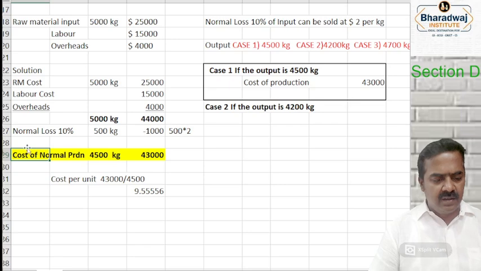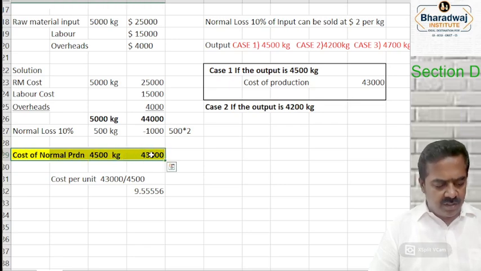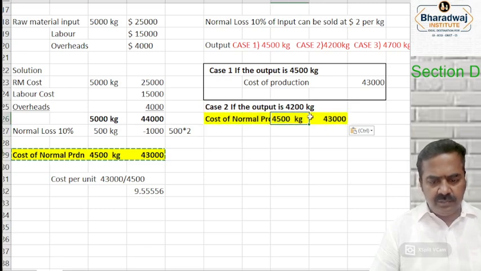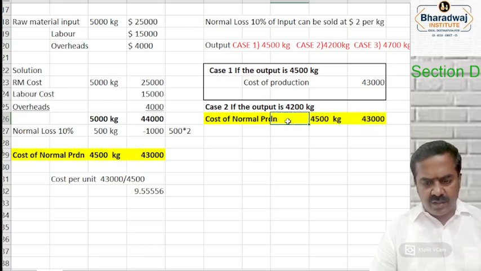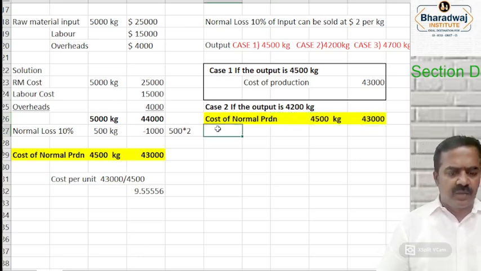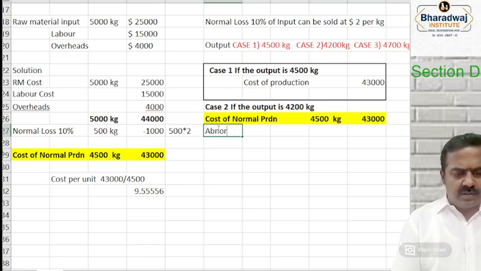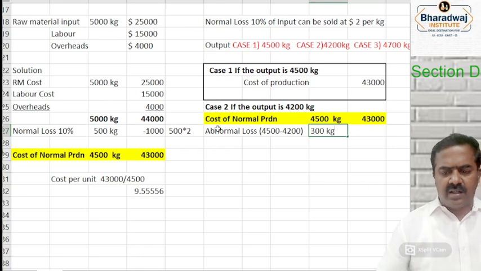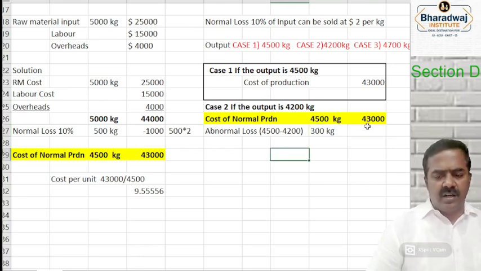How to value it? Very simple. Take the cost of normal production. For 4,500 kg, it is 43,000. Abnormal loss: 4,500 we expected, but we got only 4,200. The 300 kg will be eliminated and transferred to the P&L account.